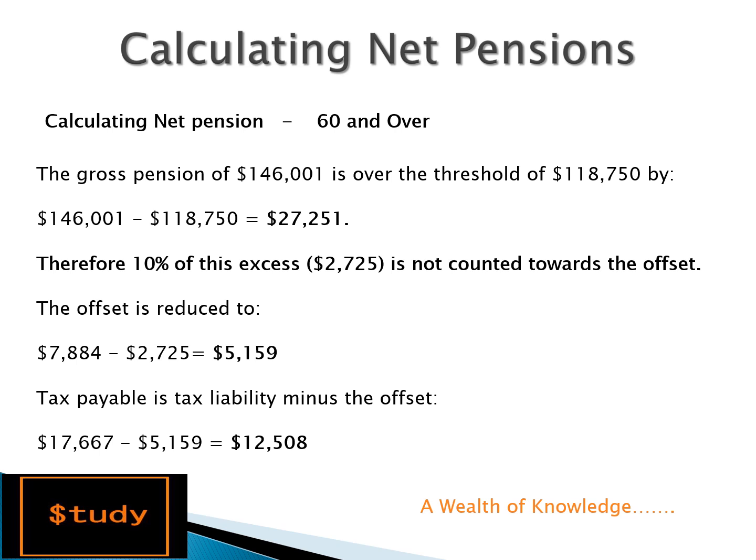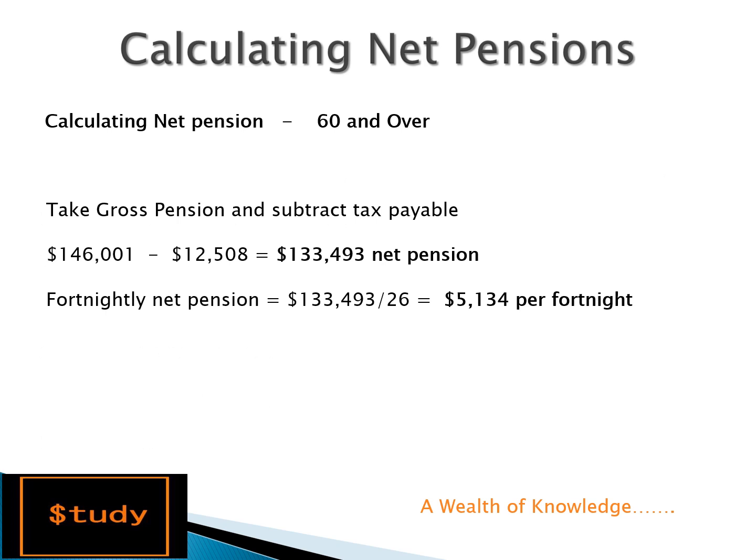But our tax payable, of course, is still the full tax of $17,667 minus our new offset, which is now $5,159. Therefore, the tax payable minus the offset reduces the tax payable down to $12,508. So even on this big pension, we're still getting some pretty reasonable reductions in tax because of the offset. Our gross pension is $146,001, and our tax bill now is $12,508.